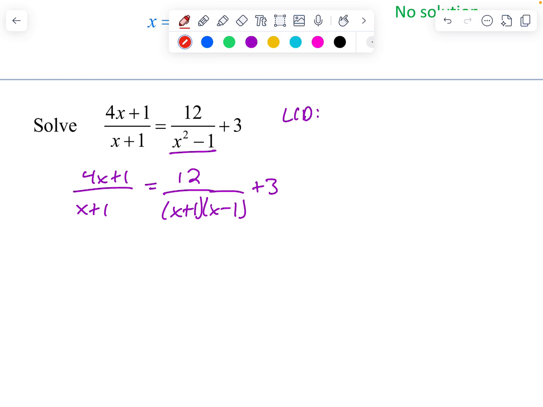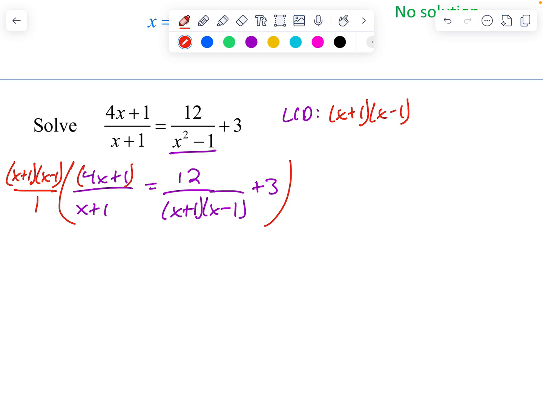with this first fraction, I've got a factor of x plus 1, so that has to show up. With my second fraction, I also have a factor of x plus 1. I've already got that represented. I don't need to repeat that. But I don't yet have that factor of x minus 1. So my LCD for this equation is x plus 1 times x minus 1. So I'm going to multiply everything in this equation by x plus 1 times x minus 1. Again, if it's helpful, you can put that over 1.